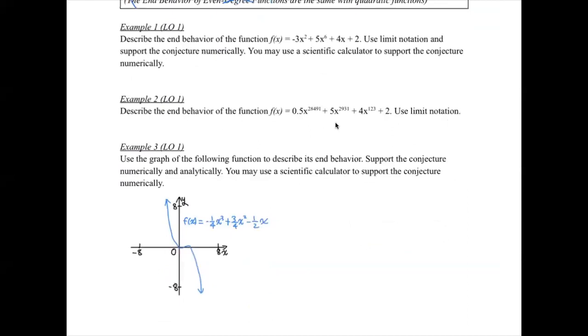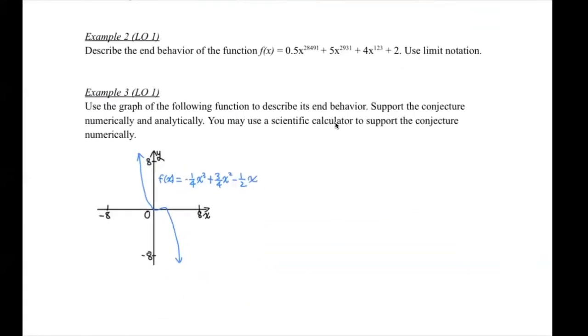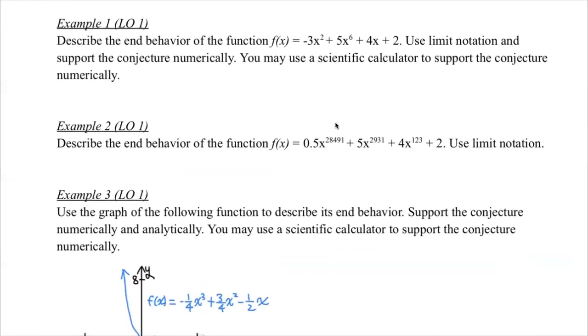I think that's it. Let's just go over one question, and I think that'll be the end of today's video. Okay, example 1. Describe the end behavior of the function f of x equals negative 3x squared plus 5x to the power of 3 plus 4x plus 2.